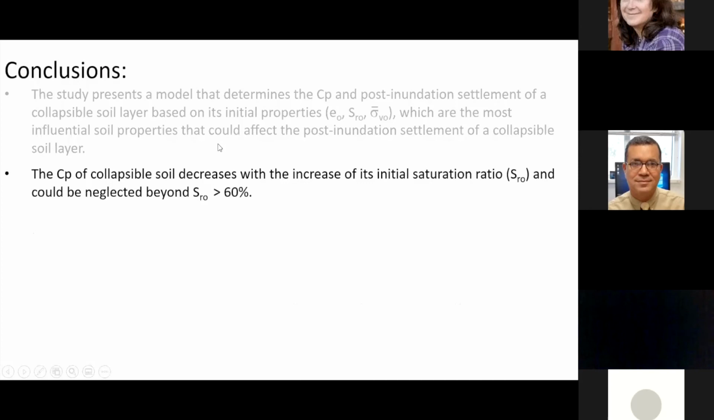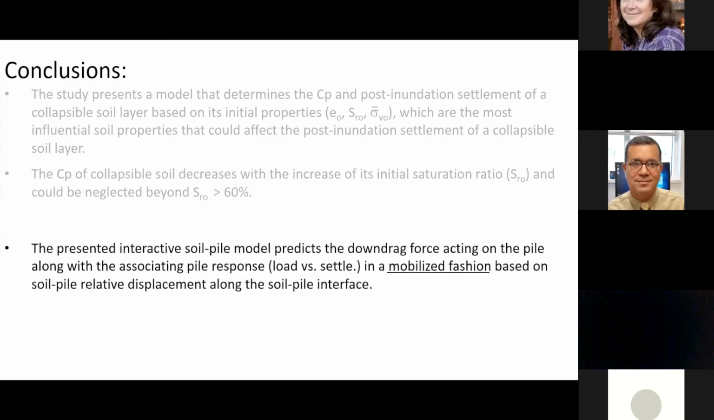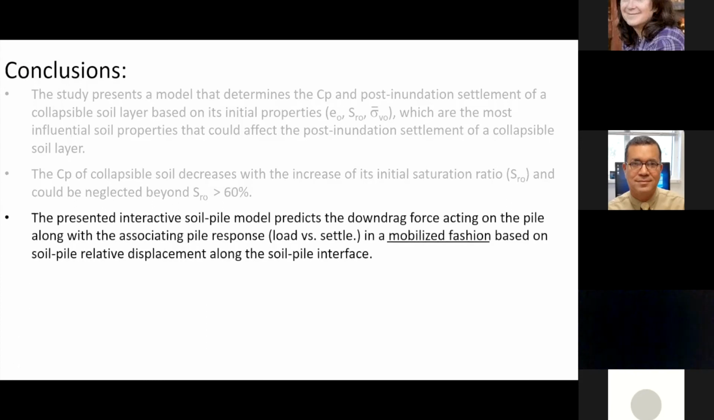And also, one of the observations that we can address here is that if the collapsible soil maintains a large saturation ratio, like 60% or more, you do not have to expect significant collapse potential for the soil, and you should not expect significant down drag force on the pile. The other thing is that the interactive model that we are presenting can allow the prediction of down drag force acting on the pile in a realistic fashion, and can provide you the response of the pile in a mobilized fashion too.